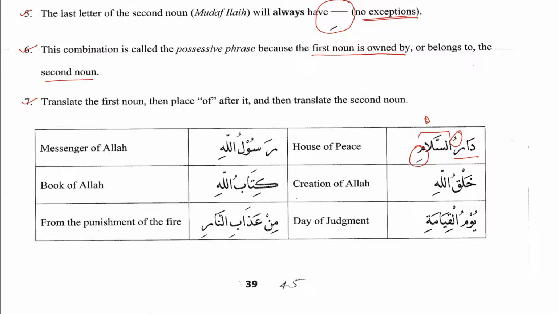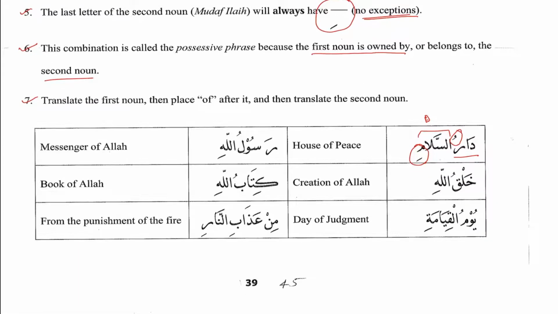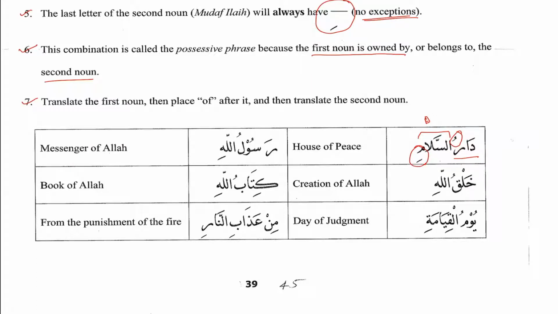The second noun owns the first noun, so it's the house of peace. A similar example is Rasulullahi. Rasulu, again, is indefinite, it does not have any tanween. It's a single dhamma, but just a point: it doesn't always have to be dhamma here. It can be a fatha, a kasra, or a dhamma as in this case, but it depends on the context.